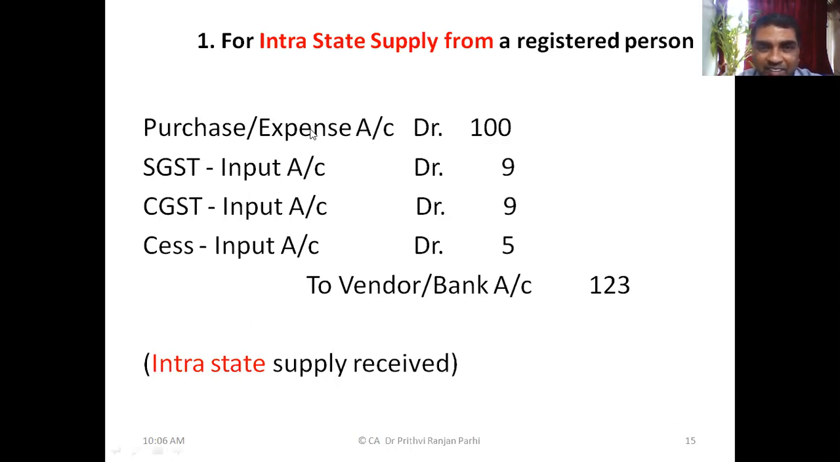So the entries will be: purchases account debit or expenses account debit. We have seen it earlier, isn't it? Value is 100 rupees. Then, since it is from a registered person, SGST input account, CGST input account, and cess input account, if applicable, are debited at 9%, 9% and 5%, to vendor account if it is a credit purchase or to bank account, 123. Narration: intrastate supply receipt. Very simple entry. You must have understood it.